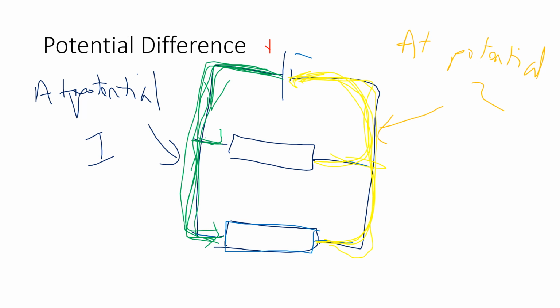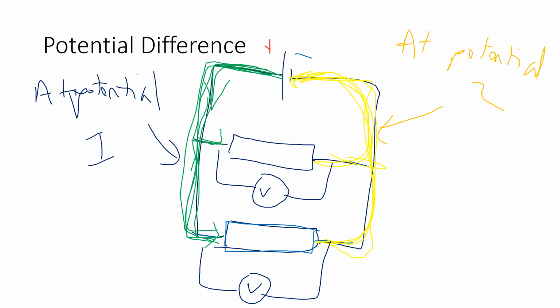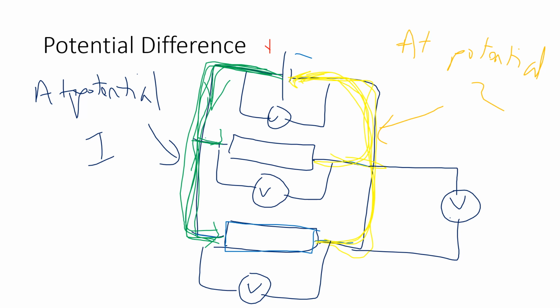Therefore, it doesn't matter where I place my voltmeter. If I place my voltmeter there, the potential difference it's measuring is the difference between potential 1 and potential 2. The same is true if I place a voltmeter at either of the other positions. If, on the other hand, I place a voltmeter here, the potential difference that it's reading is the difference between potential 2 and potential 2. So our voltmeter will read 0 volts because there is no potential difference.